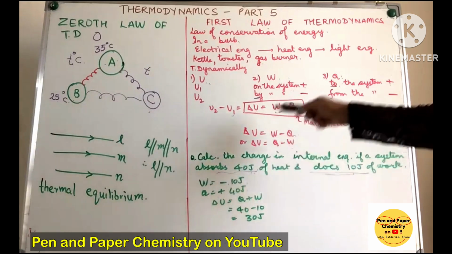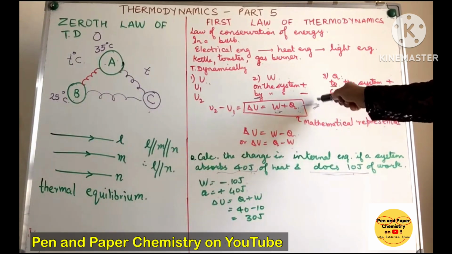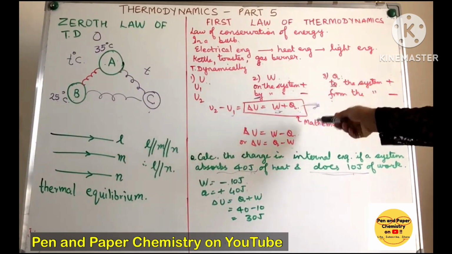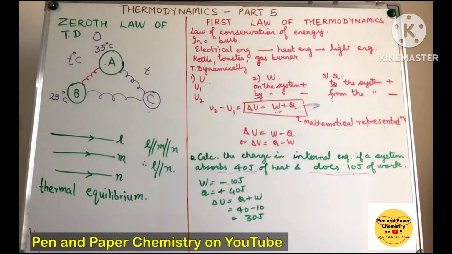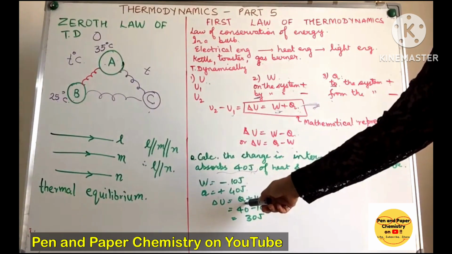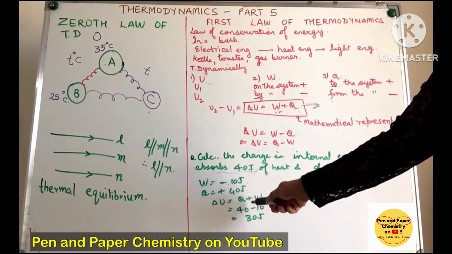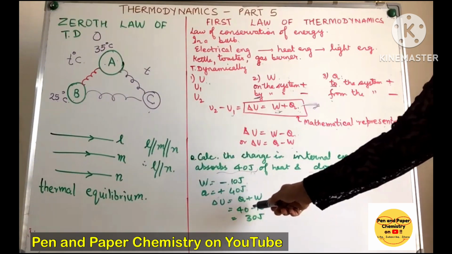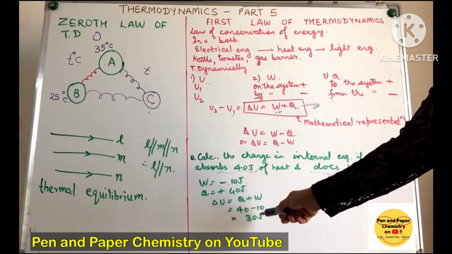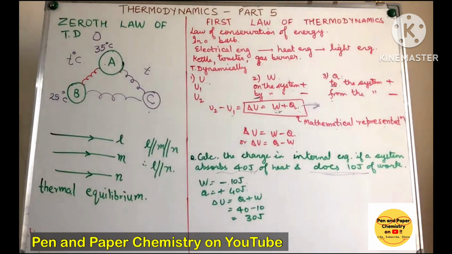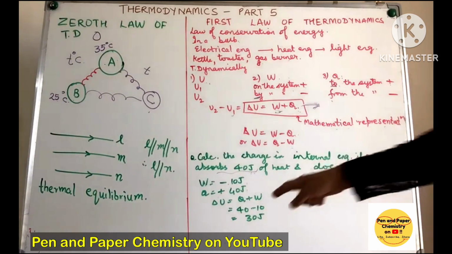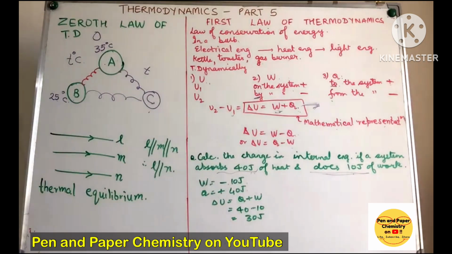Now we will put these values in our standard equation that we have written over here. Delta U is equal to W plus Q or Q plus W. So delta U, Q is 40 joules plus minus 10. So plus minus minus. So 40 minus 10 gives me 30 joules. In other words, there is an increase of 30 joules of internal energy of the system, since we are getting a positive value over here indicating that there is an increase in internal energy.